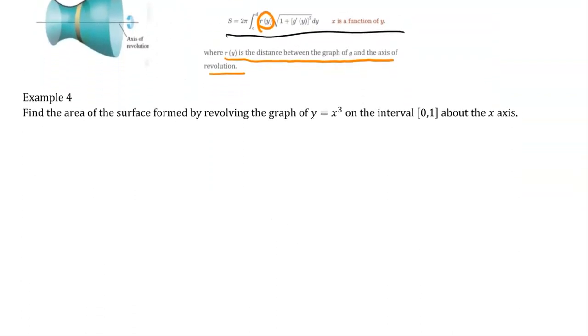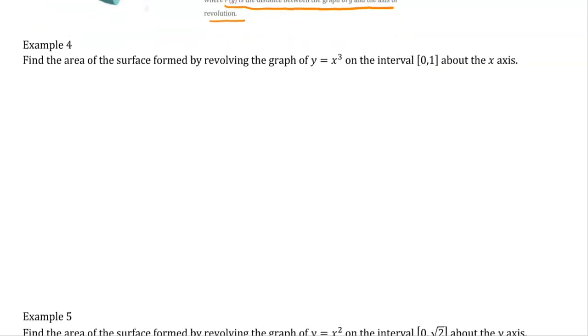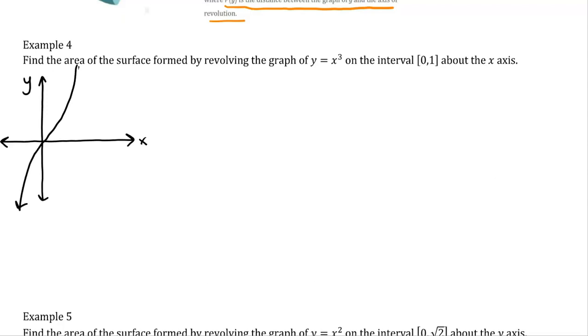Example 4, you want to find the area of the surface formed by revolving the graph of y equal to x cubed on the interval 0 to 1 about the x-axis. So first, I'm just going to sketch a little graph of what that looks like. I'm going to sketch the big picture, and then I'll readjust the graph. The graph of x cubed looks like that. That's what x cubed looks like. Let's say that this right here is where 1 is. We're only dealing with this part of the function, so I'm going to erase everything else. That's just the graph of x cubed between 0 and 1.